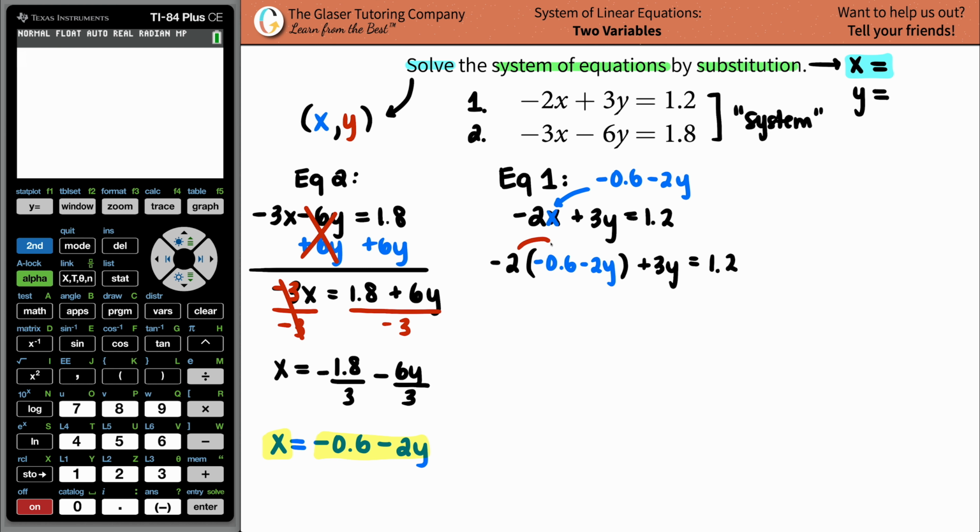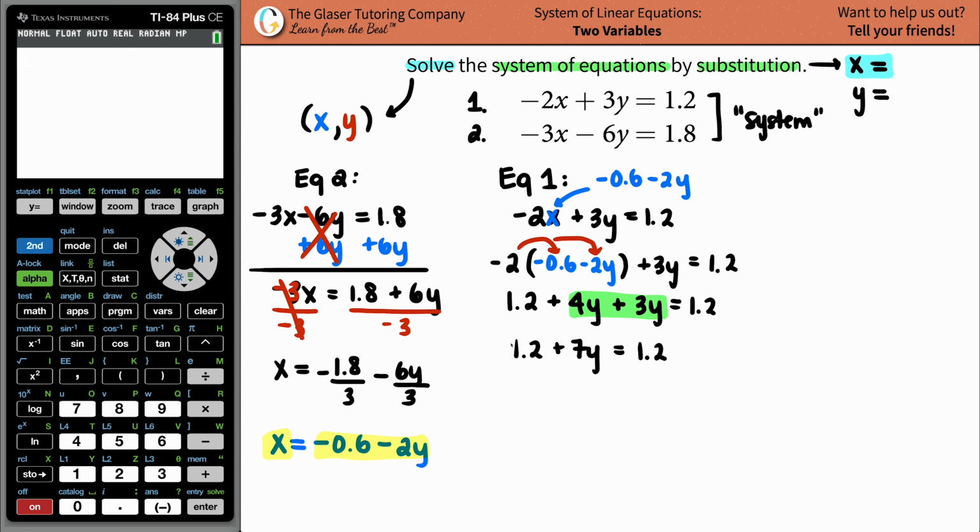Now we just do a little bit of distributing, right? So negative 2 times a negative 0.6, that's going to be a positive. And 2 times 6 is 12, so this is going to be 1.2, because I have the decimal there. And then this will be plus 2 times 2 is 4. Then just keep going. Plus 3y equals 1.2. Let's group together like terms. So we got 1.2 plus 7y equals 1.2.